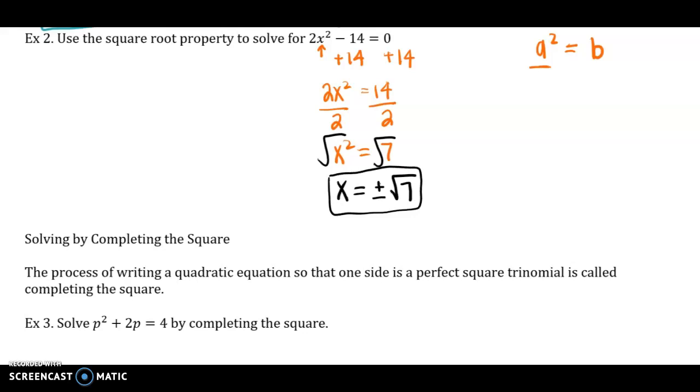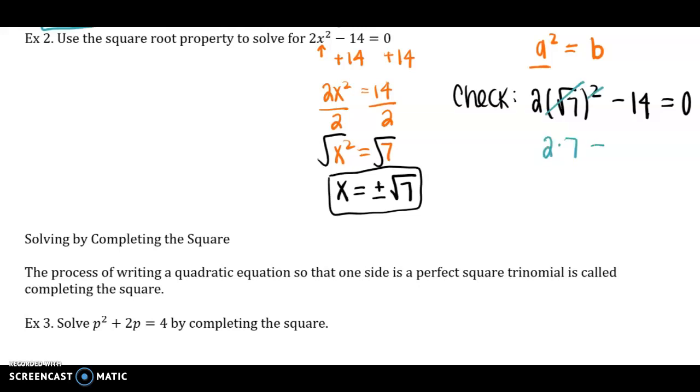And you could still check all of these. You should be able to plug it into the original equation. So 2 times square root of 7 squared minus 14 equals 0. The square root and the square cancel each other out. 2 times 7 minus 14 equals 0. So that's 14 minus 14. So yep, that does work. And then the negative one will also work.